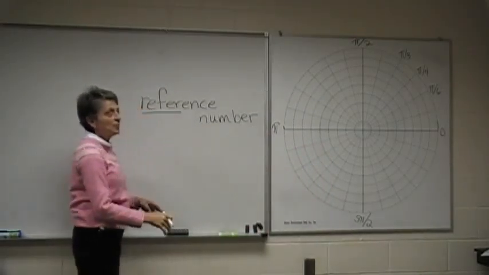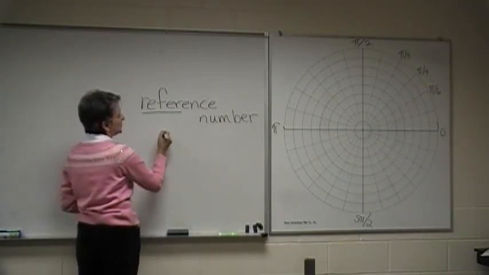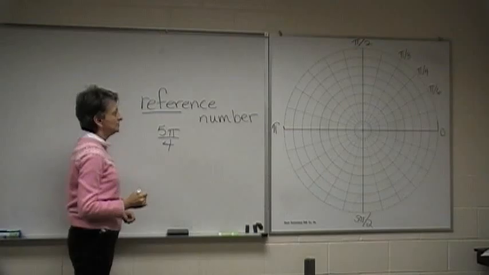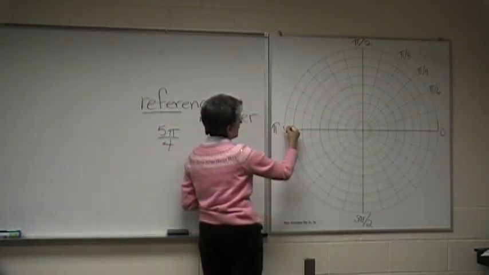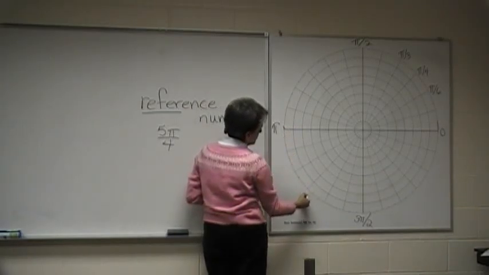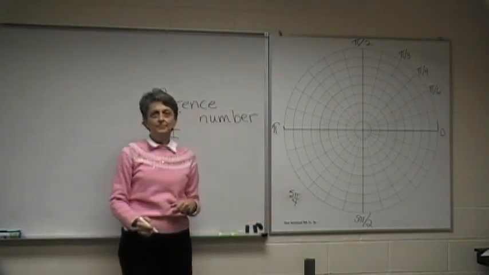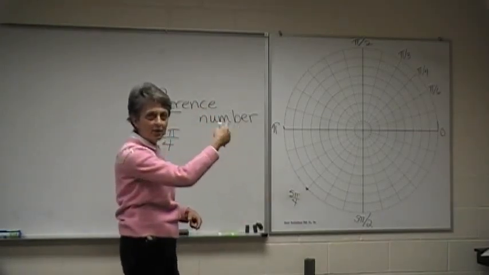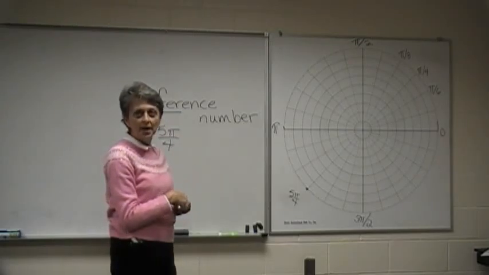Reference number. Remember, reference number, distance from the x-axis. So if I give you 5 pi over 4. I've gone the whole pi units. I want 1/4 more. I'm at 5 pi over 4. Did you just hear me say that I had gone 1/4 of pi past pi?